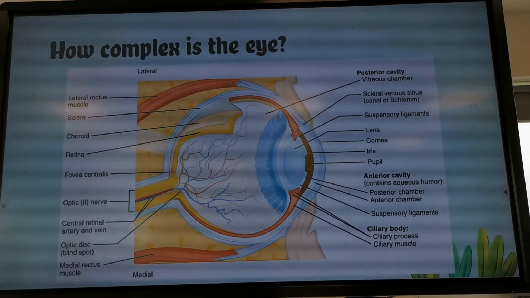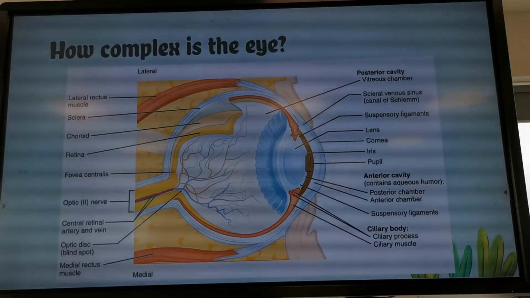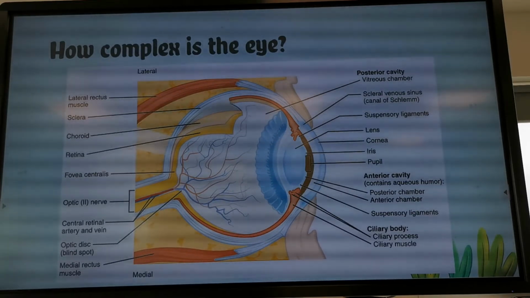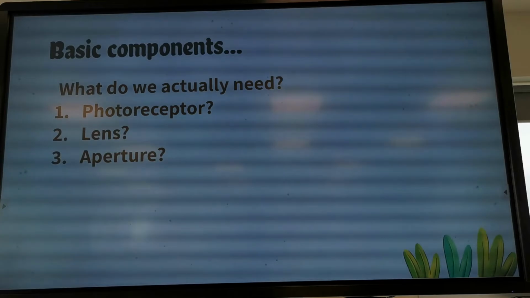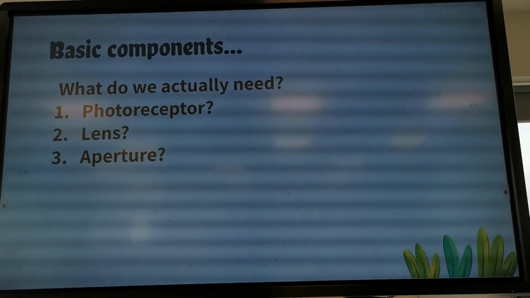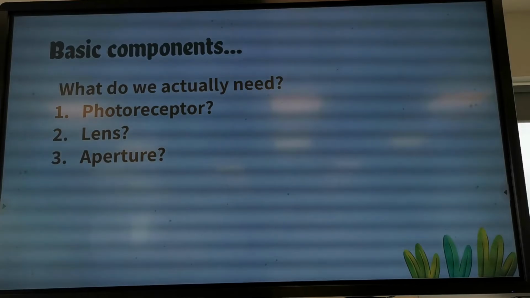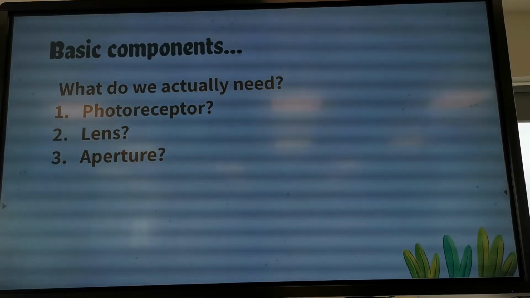But when we think about what we actually need for a visual system, is it that complex? Does it really need to be that complex just to have some kind of vision? If we break it down into the basic components, we definitely need a photoreceptor. We need to be able to detect light. That's the bare minimum that we need. But what else do we actually need? Do we need a lens? Do we need an aperture?